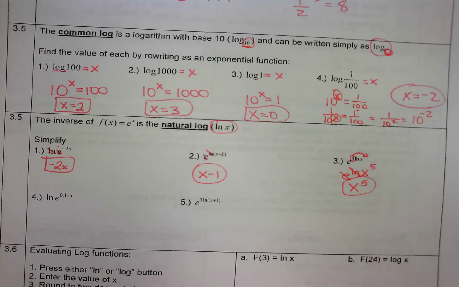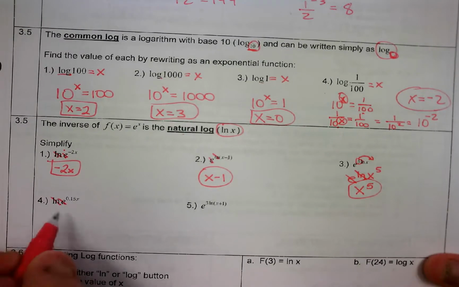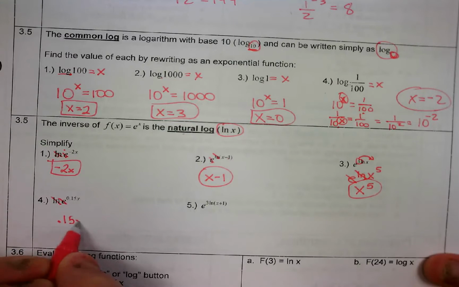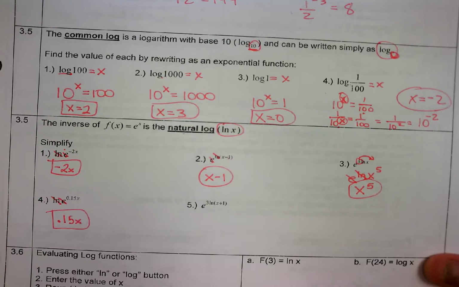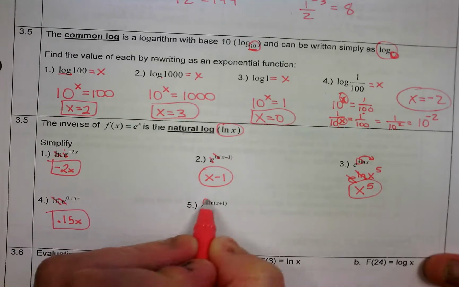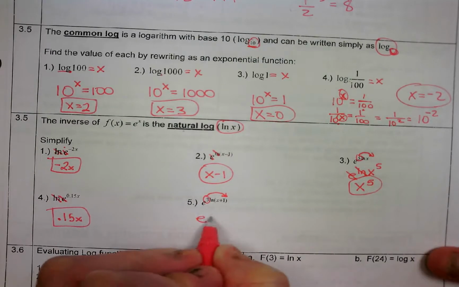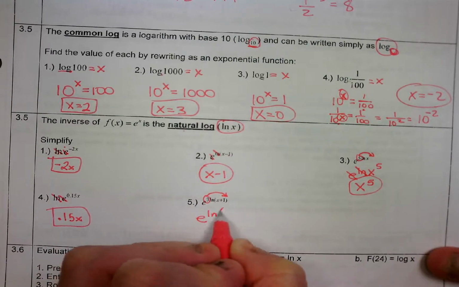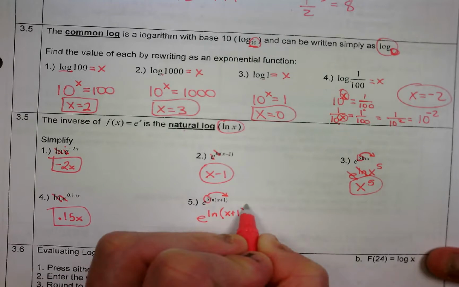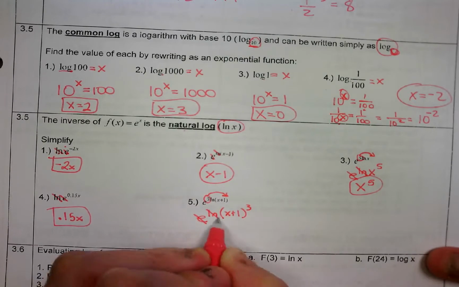Okay, this natural log and e are going to cancel, and I'm left with 0.15x. Okay, and here I have another number in front, so it has to become an exponent. So I'm left with e to the natural log of x plus 1 to the 3rd power. e and natural log cancel, and I'm left with x plus 1 to the 3rd power.